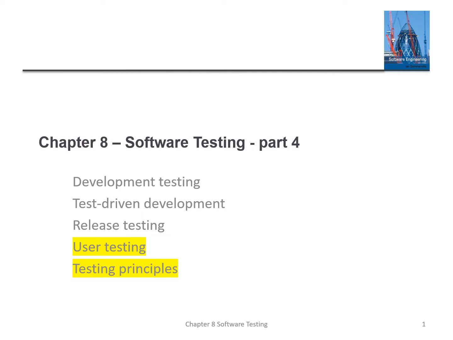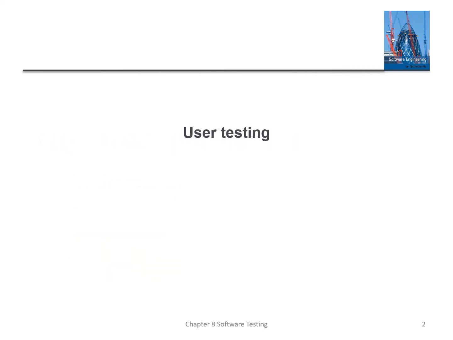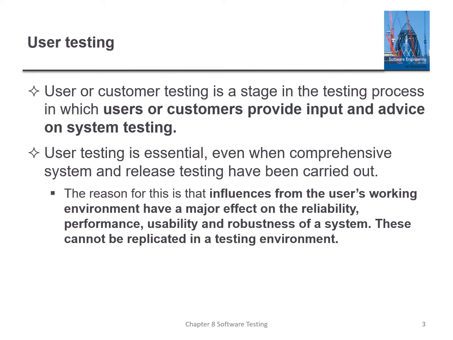Okay, in this video, I'm going to cover user testing and also testing principles. User testing is the last stage in software testing. We have looked into development testing and release testing in the previous videos, right? So user testing, or customer testing, is a stage in the testing process where the user and customer provide inputs and advice on the system testing.